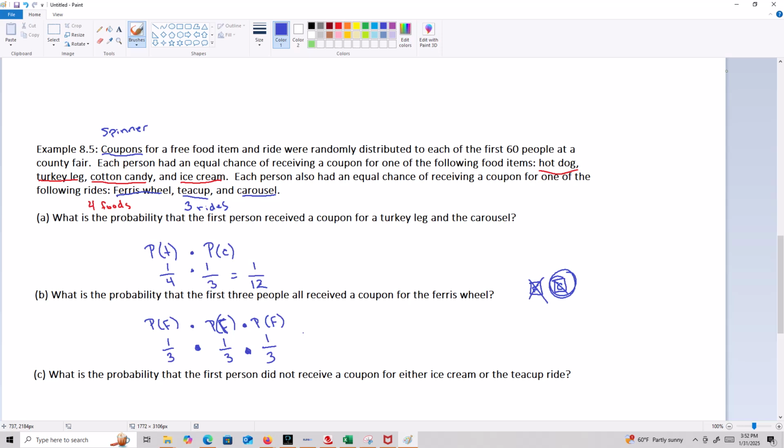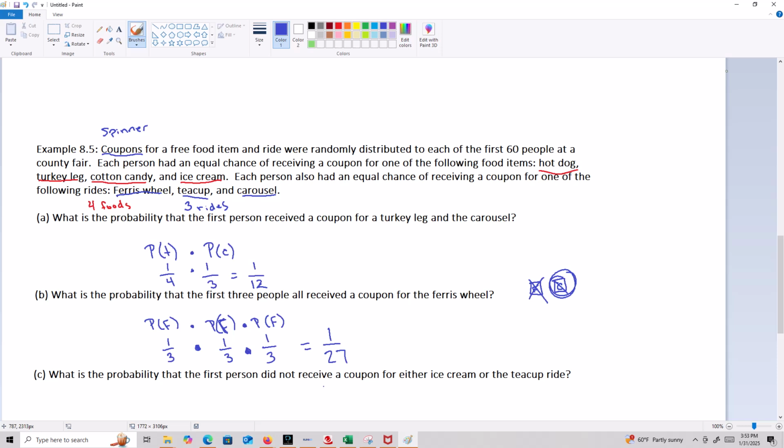So I like spinner. We're going to change it to spinner. So the probability of the first person, second person, and third person all spinning the wheel and getting the Ferris wheel is going to be 1/3 times 1/3 times 1/3, which equals 1/27.